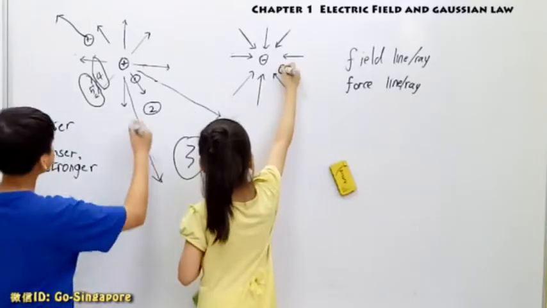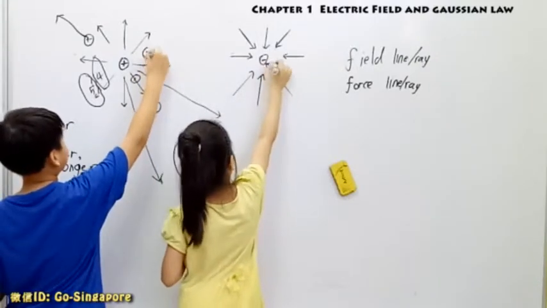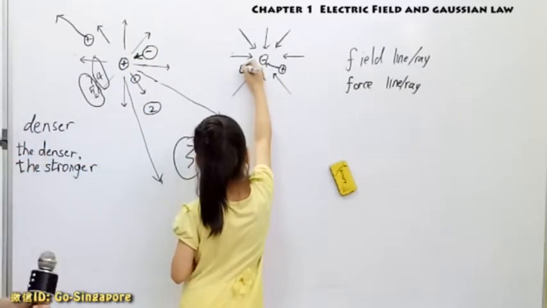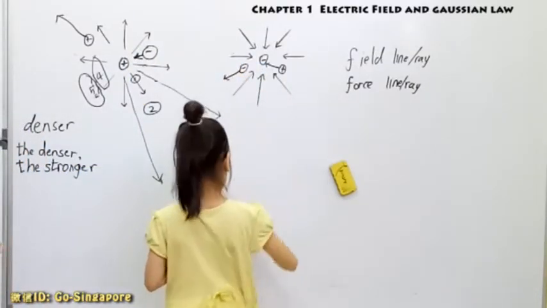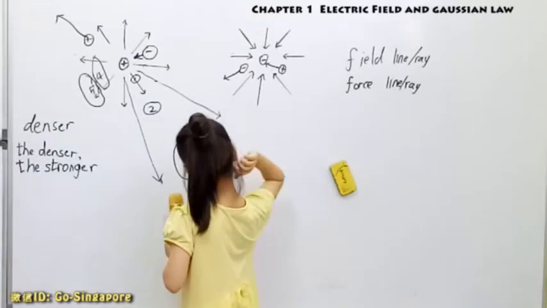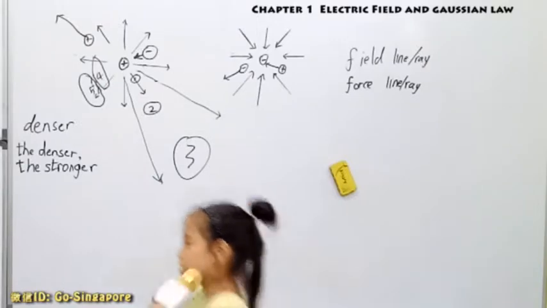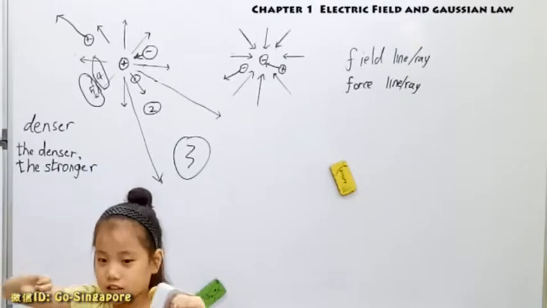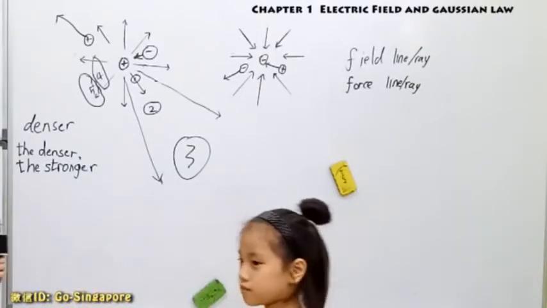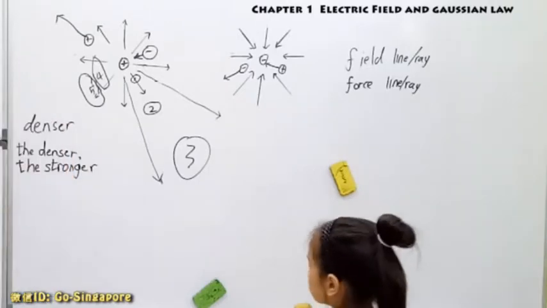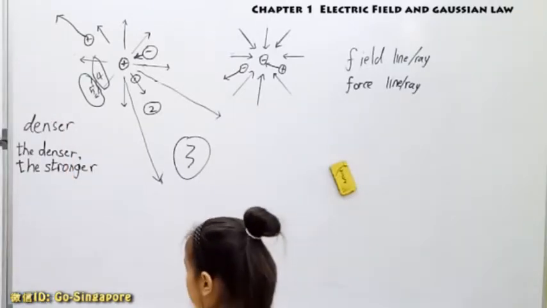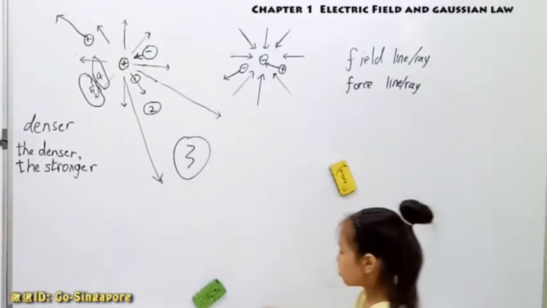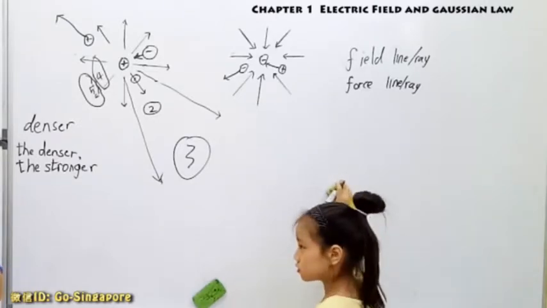If here is a positive charge, you will go here. And here a negative charge, here. Yes, because like charges repel, unlike charges attract. Like repel, unlike attract. Okay. So remember, those are called field lines or rays, or the force lines or rays.